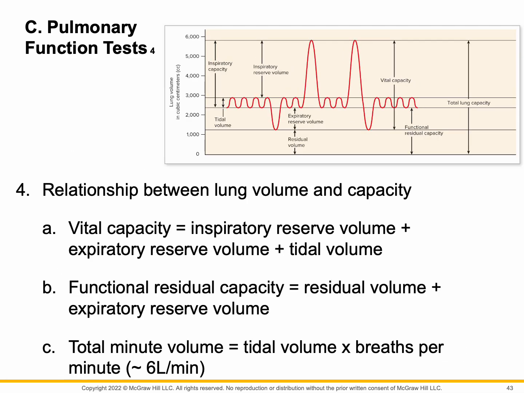So the relationship between capacity and lung volume. Capacities are the sum of two or more volumes. The vital capacity is the sum of the inspiratory reserve volume, the expiratory reserve volume plus the tidal volume, whereas the functional residual capacity is equal to the residual volume plus the expiratory reserve volume. The total minute volume is the tidal volume times the breaths per minute, the number of breaths that you take per minute, which is generally about 6 liters per minute.